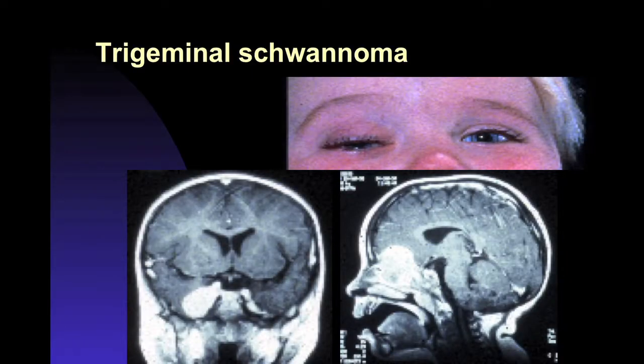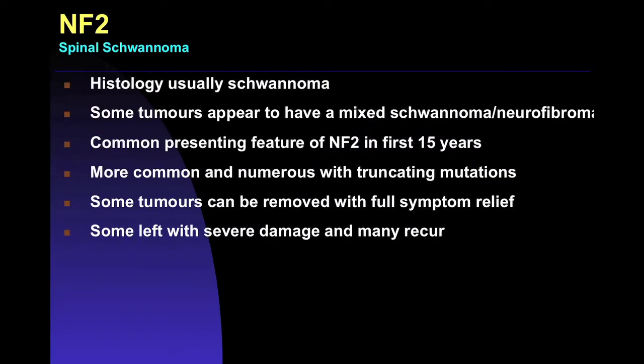And this is a poor little lad who had trigeminal schwannomas, and both his schwannomas were involved. One had actually fixed his eye, so he wasn't able to move his eye because the tumor had come forward into the orbit. So you can get the schwannomas on the spinal nerve roots.